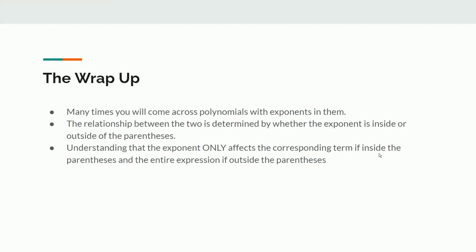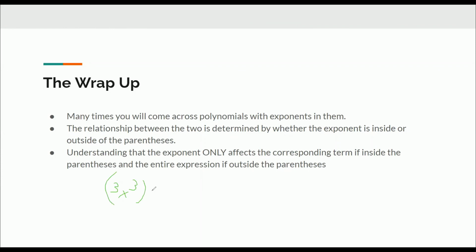So for example, just again, a reminder, if it's something like 3x cubed, then it's really only affecting the x, right? So it's 3x cubed. Versus if it's outside the parentheses, then it'll open up the problem. So something like 4x squared, you're just going to open it up, right? You're going to multiply whatever is in the parentheses by itself. So it'll be 4x times 4x, and that's going to be equal to 16x squared.